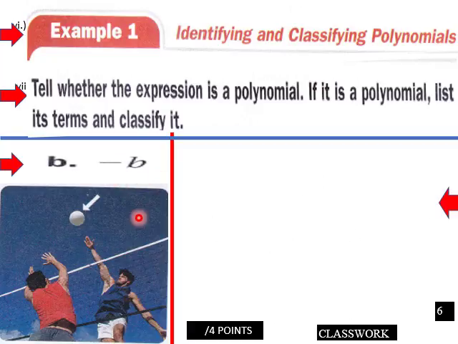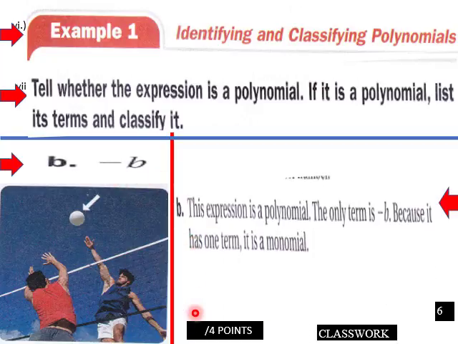And then b, negative b, is that a polynomial? The expression is a polynomial. The only term is negative b. Because it has 1 term, it is a monomial. So the classification is a monomial, a type of polynomial.